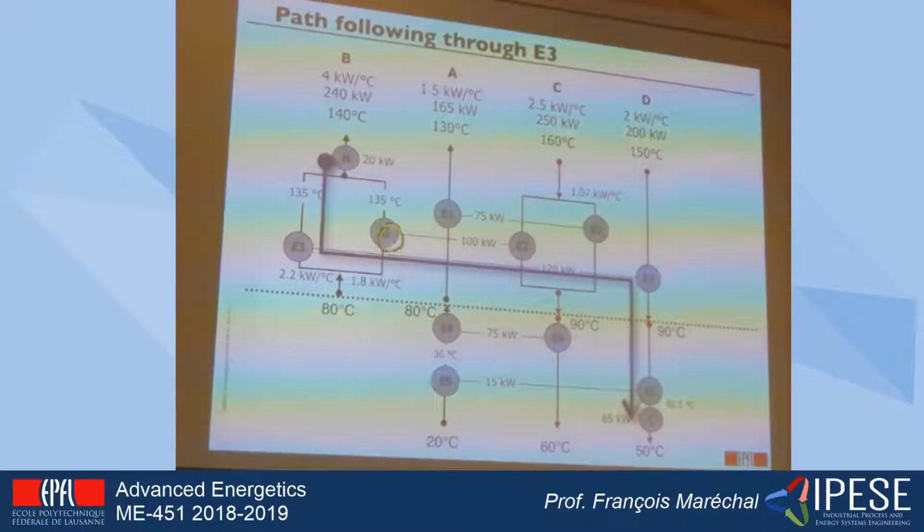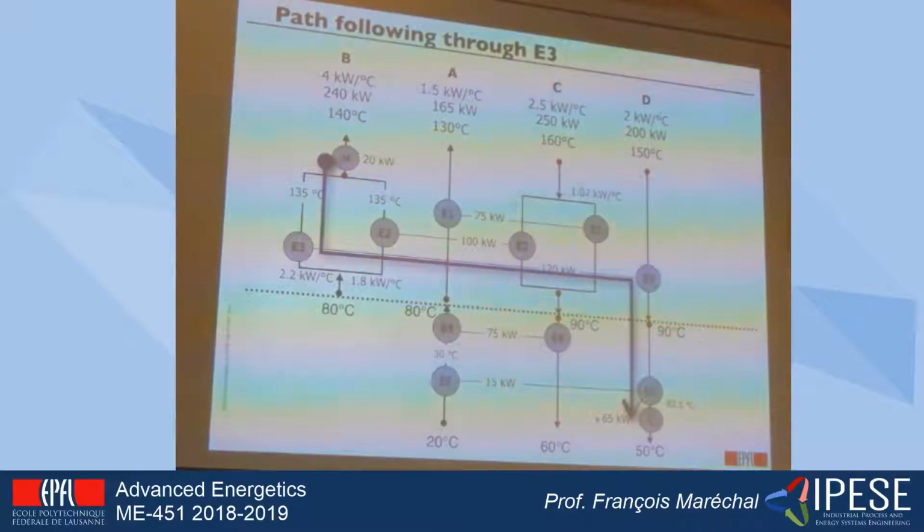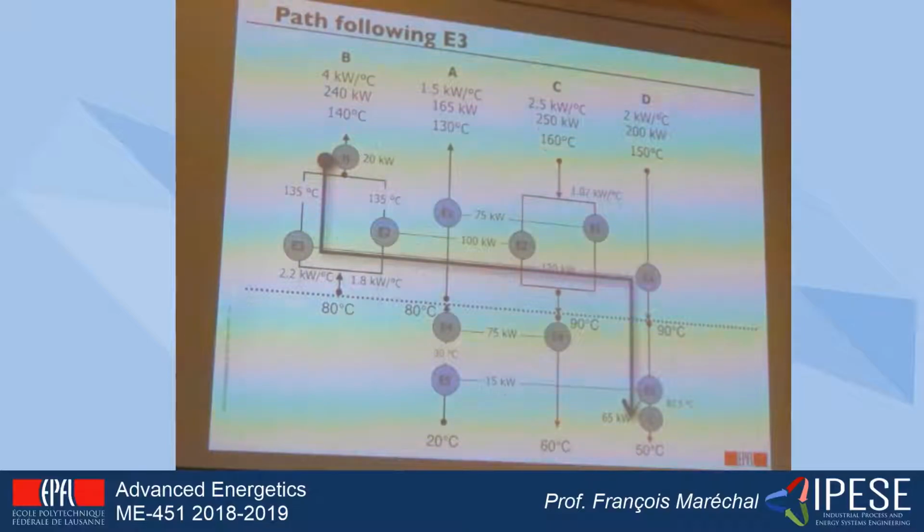Okay? So it means that if I want to suppress the E3, which is here, what I can do is to add 120 kilowatt here, and therefore this one will not be needed. And I will add 100 kilowatt here, and I will have 65 plus 120 kilowatt in the cold utility. Okay, so this is a path that is identified, and the path is going to allow me to realize a calculation along the path.